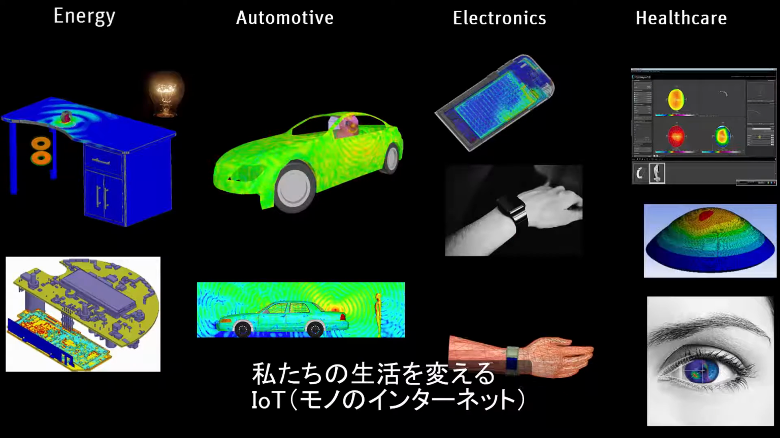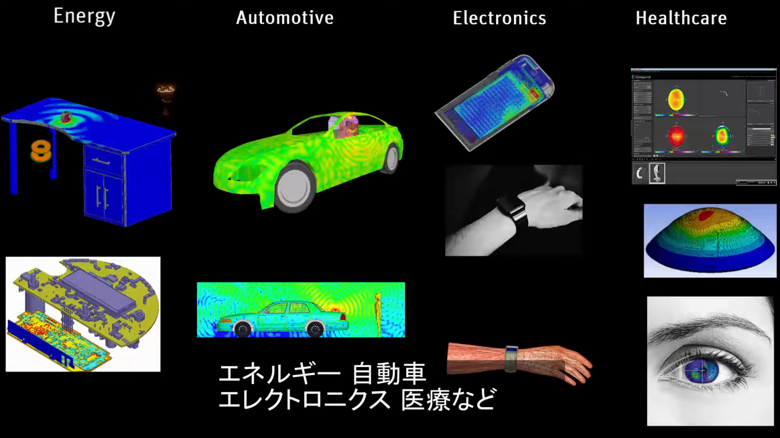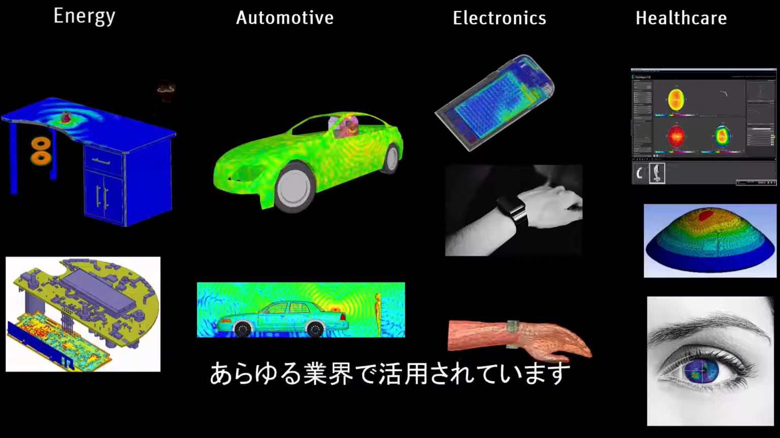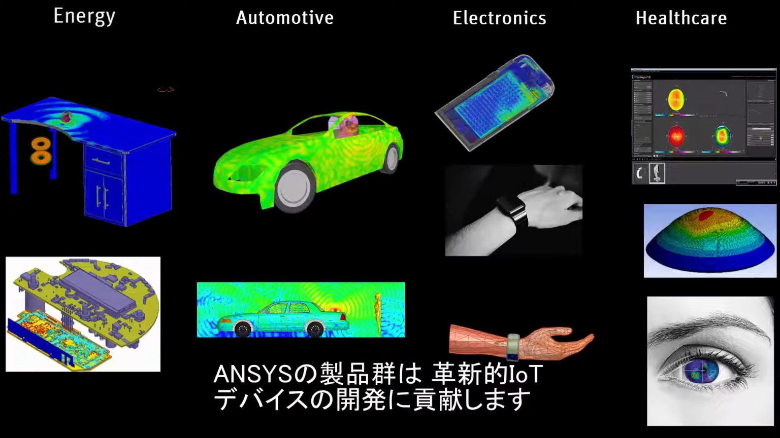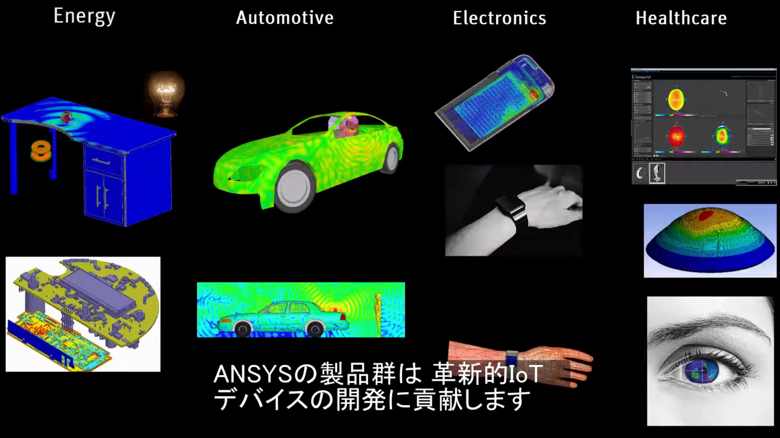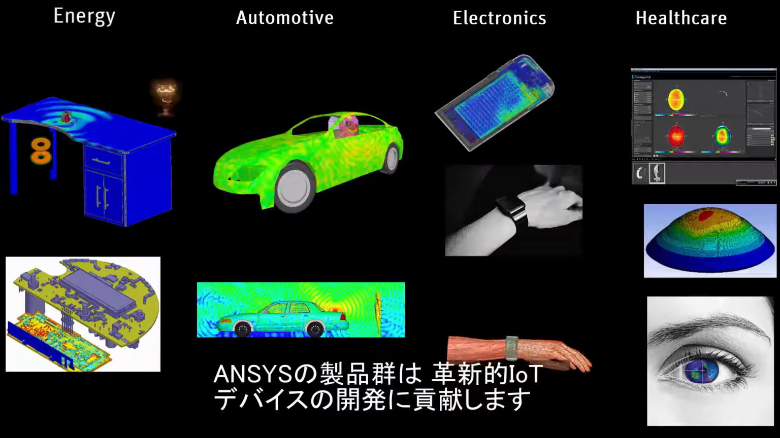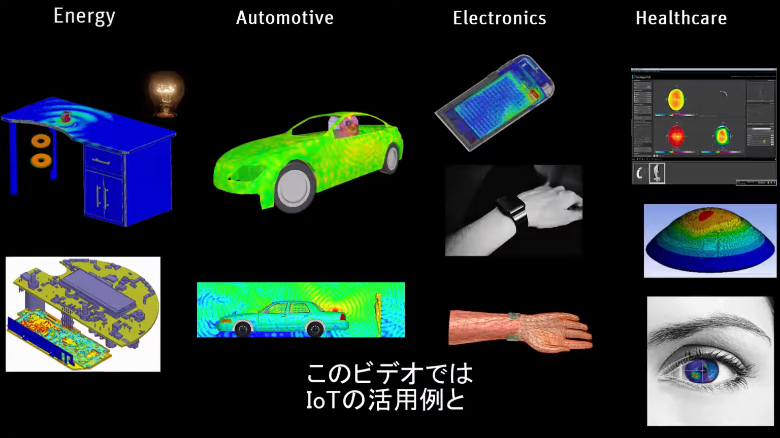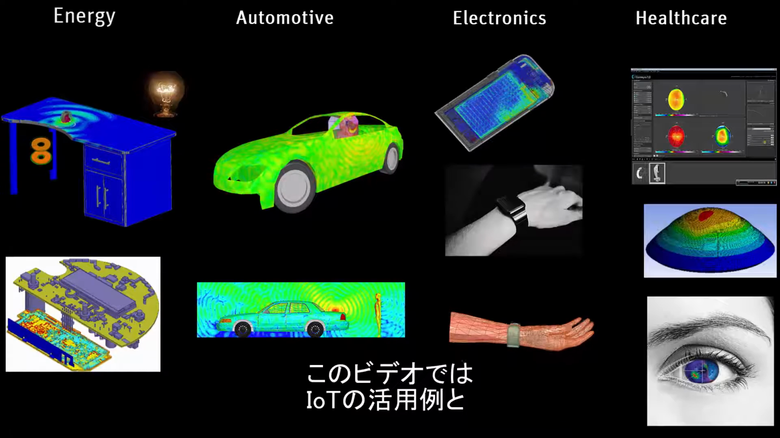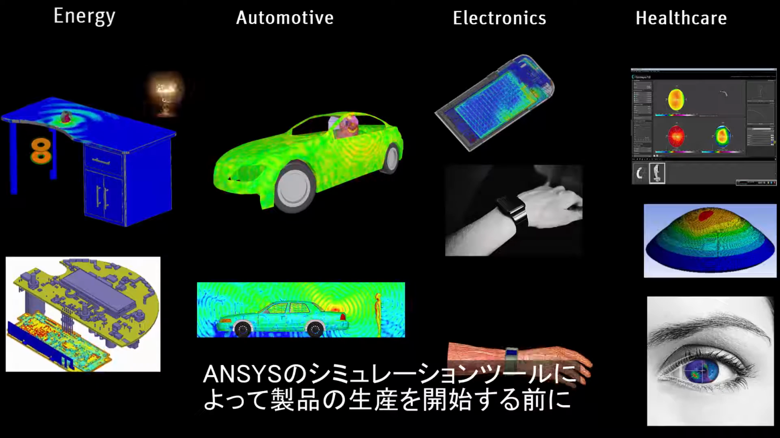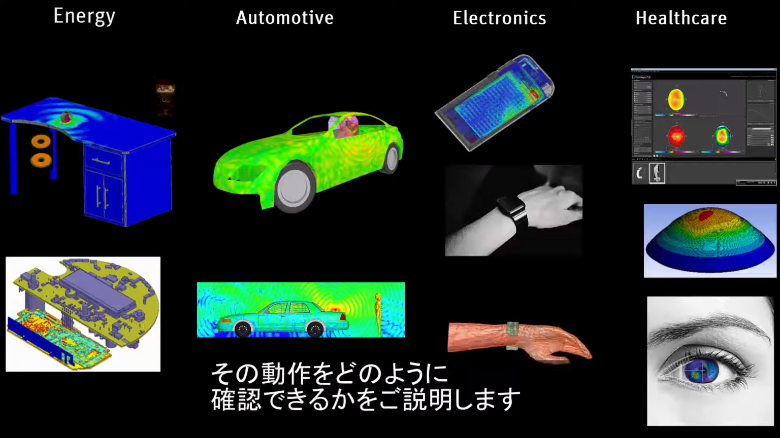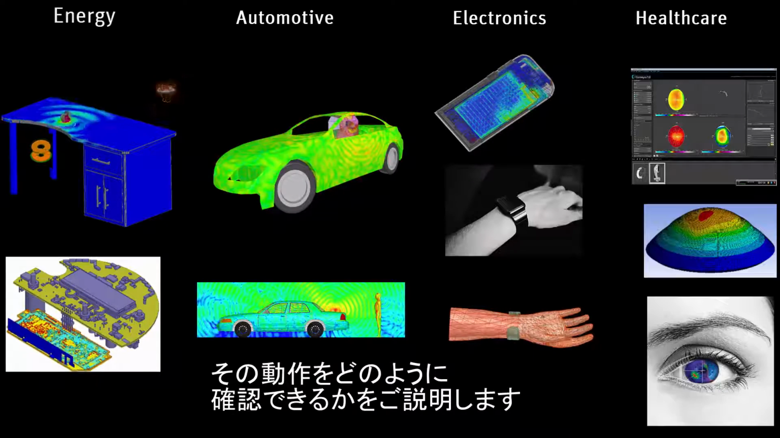The Internet of Things is changing our lives with numerous applications across every industry, including energy, automotive, consumer electronics, and healthcare. Companies creating innovative IoT devices benefit from a broad range of ANSYS products. In this video, I'll discuss some interesting IoT applications and how ANSYS simulation tools allow engineers to understand how their products operate before being fabricated in the real world.